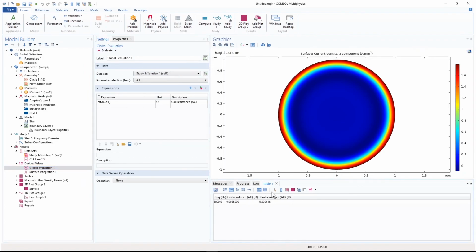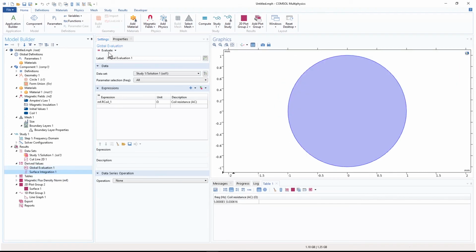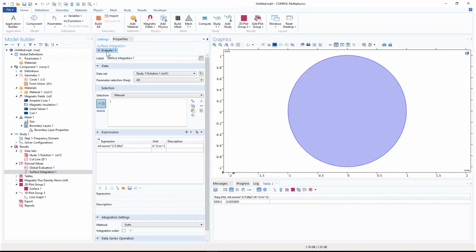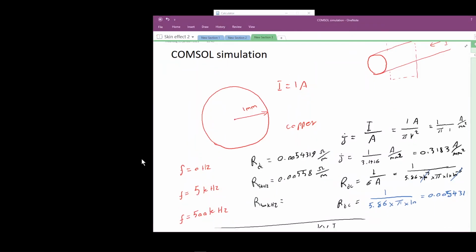Okay, finally, let me show you the AC resistance. Let me delete the previous one. So you notice that AC resistance in this case is 0.03. And obviously with the other method we also get the same result, 0.0306. So here we have 0.03061 ohm per meter. Was it 16 or what was that?